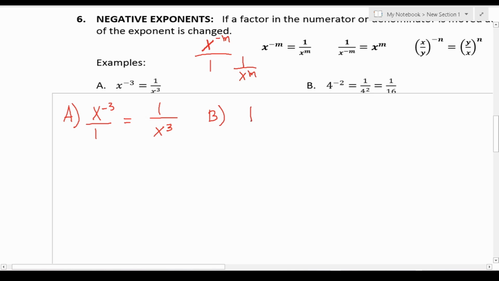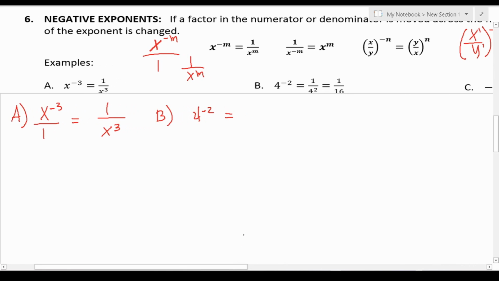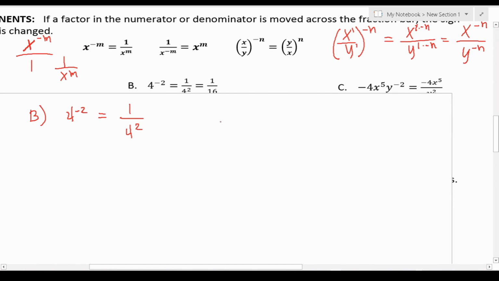We have 4 to the negative 2. Again, we can't leave it like that, but that said, we know if we shift it across the fraction bar, it's going to be positive. So this is going to be 1 over 4 squared. Let's look at C.